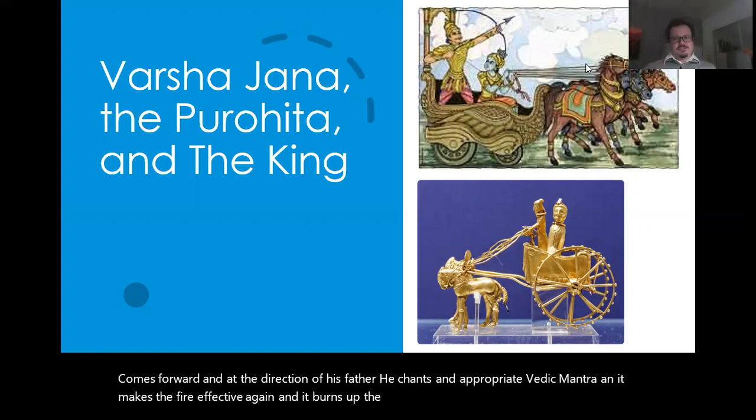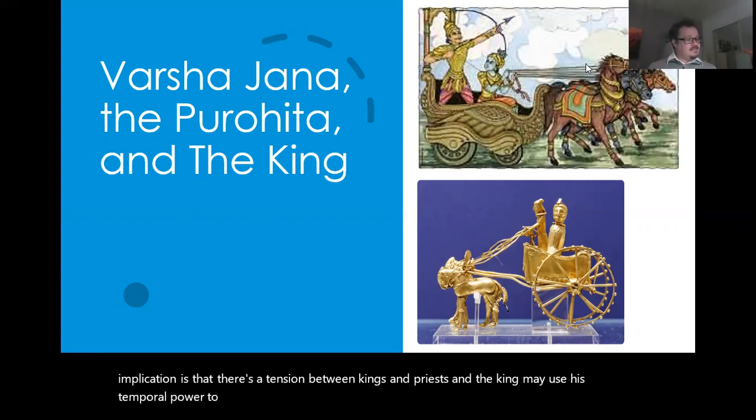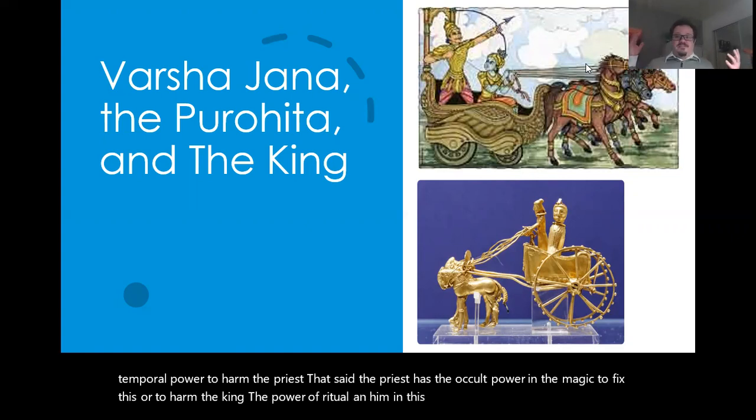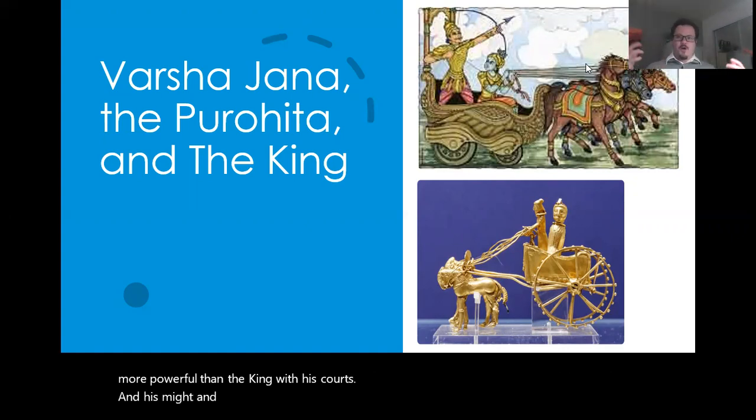So what are the implications here? The implication is that there's a tension between kings and priests, and the king may use his temporal power to harm the priest. That said, the priest has the occult power and the magic to fix this or to harm the king. The power of ritual and hymn in this story over life and death is thereby more powerful than the king with his courts and his might and his physical power.